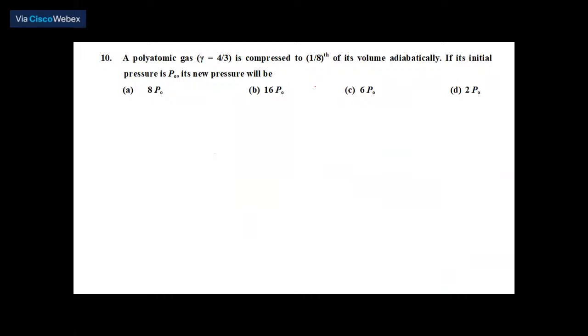A polyatomic gas whose gamma is given, 4/3, is compressed adiabatically to 1/8 of its initial volume. So the new volume is 1/8 times the initial volume. If its initial pressure is P0, what is the new pressure? This is also an example of adiabatic compression. For an adiabatic process, as you all know, PV to the power gamma is equal to a constant.